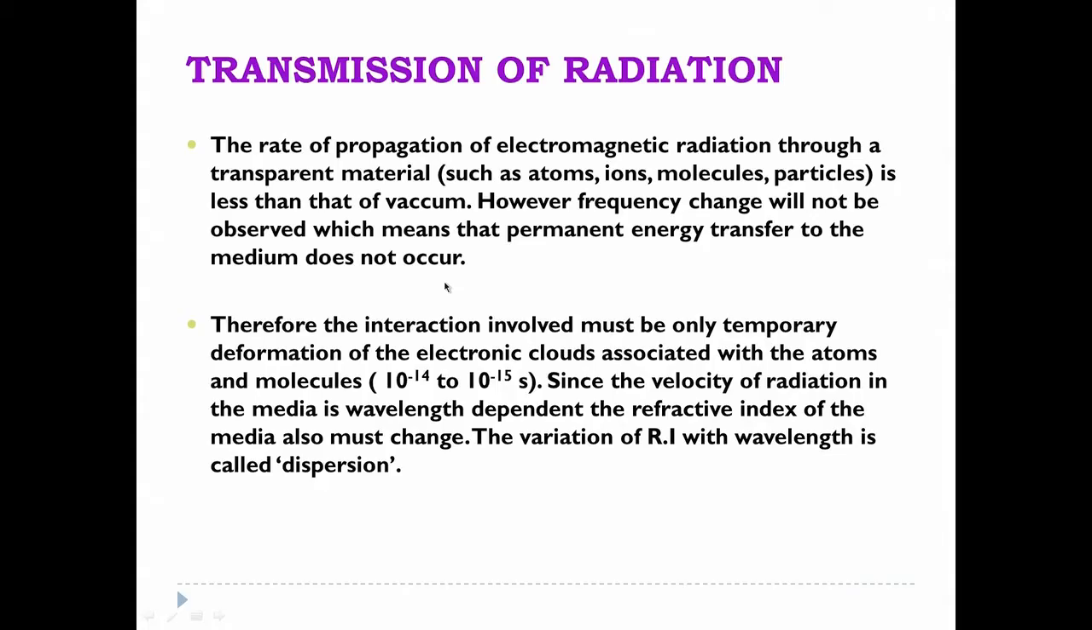Since the velocity of the radiation is dependent upon the refractive index of the medium, that also must change. So, whenever electromagnetic radiation is passing through a material, if the material has some refractive index, the velocity will change. The variation of refractive index with wavelength is called dispersion. You can see the next figure to understand what I mean.